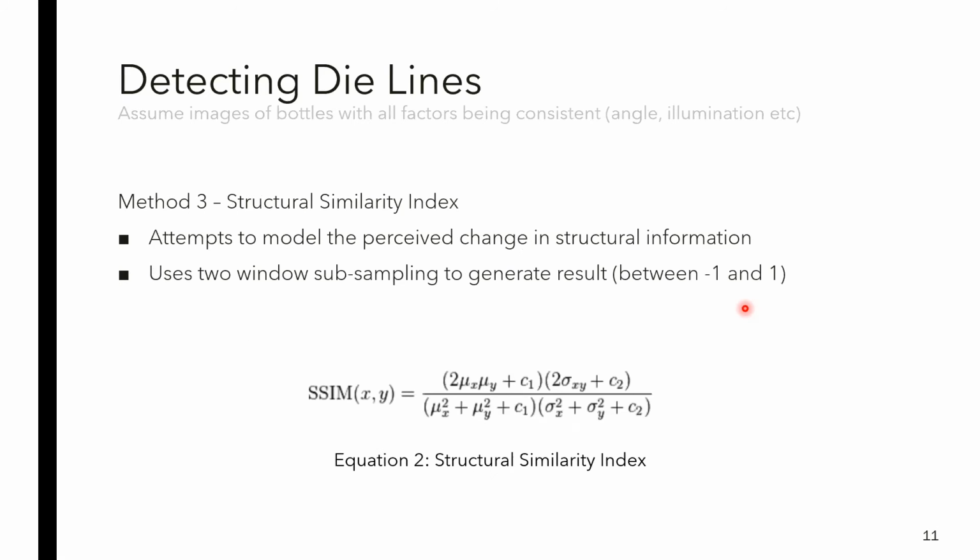And that's where method 3 will come in, which is the structural similarity index. And this one is based around the idea that pixels have strong interdependencies when they are close together. So one pixel by itself doesn't mean much, but you can get some context as to an image based on the surrounding pixels. And this one generates a result between 1 and -1, where 1 indicates similarity.